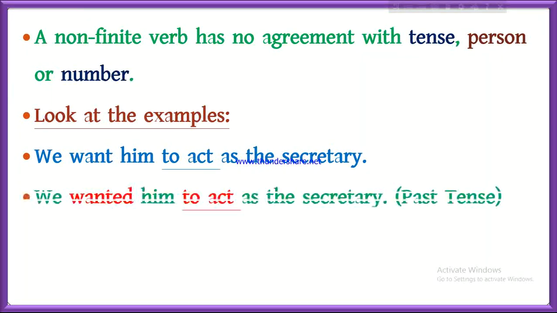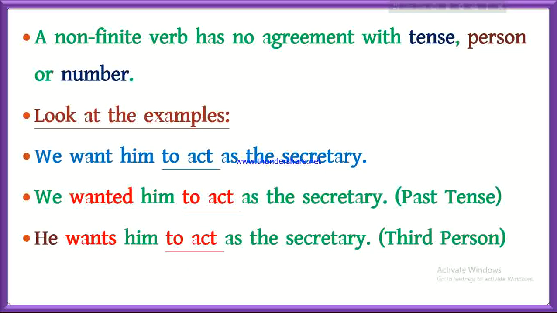Now let us probe it. Here it was in the present tense. If I change the tense, if I write it in past tense, it would be we wanted him to act as the secretary. Here the verb want became wanted with the changing of tense, but to act remains the same in the past tense. So we can say want and wanted, these two verbs, are finite verbs, but to act is non-finite.